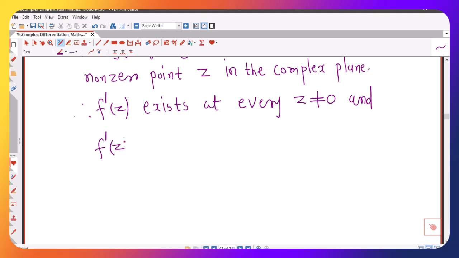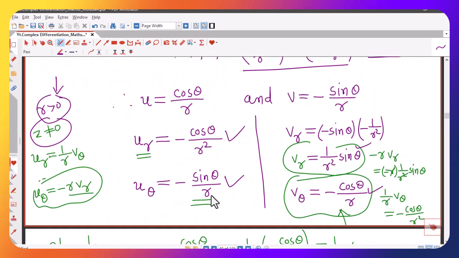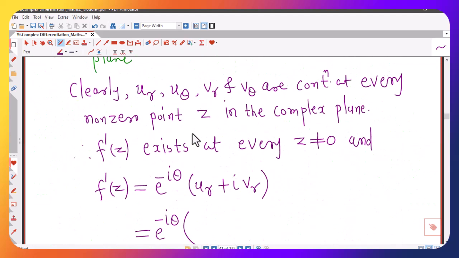So now we know that f dash z in polar form is given by e raised to minus I times theta into del u by del r plus I times del v by del r. Now we have obtained the values of del u by del r and del v by del r. Del u by del r is minus cos theta divided by r square.